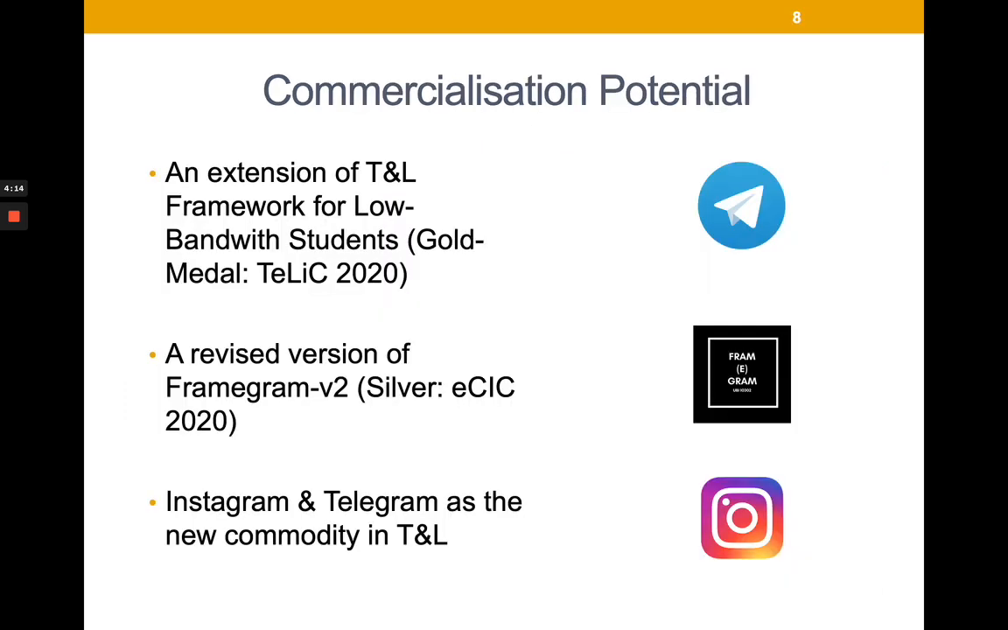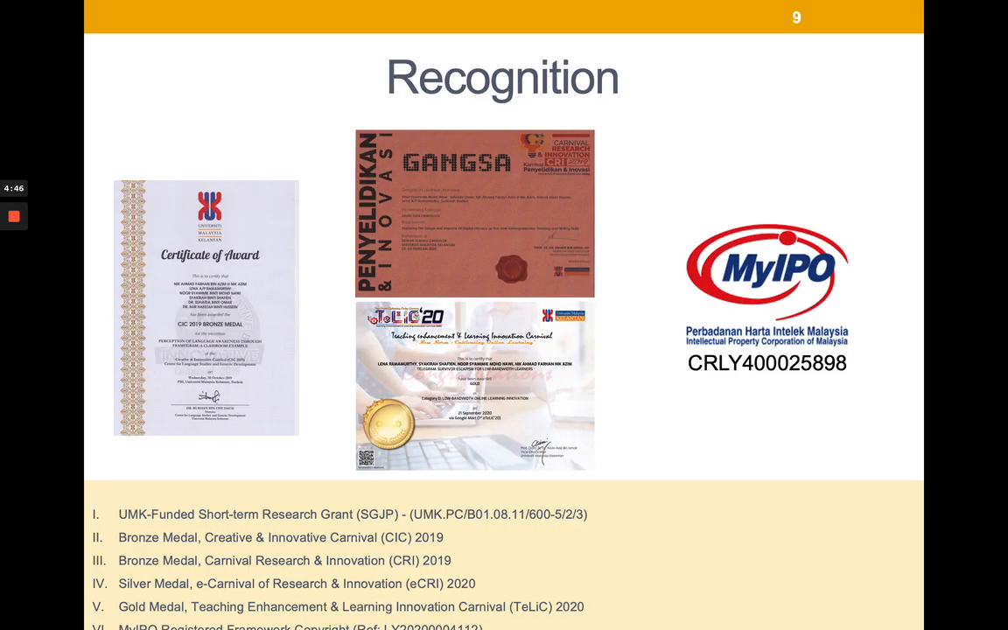In terms of commercialization and its potential, the framework has been registered for copyright with the Intellectual Property Corporation of Malaysia, and this project has bagged several medals previously, including a silver medal in the eCarnival Research and Innovation 2020, and a gold medal for the extension project of a teaching and learning framework for students with low bandwidth in the Teaching, Enhancement and Learning Innovation Carnival Talent 2020 as well. And of course, Instagram and Telegram are the new commodities in teaching and learning nowadays, which are basically free. And here are some of the other recognitions that we have received so far.